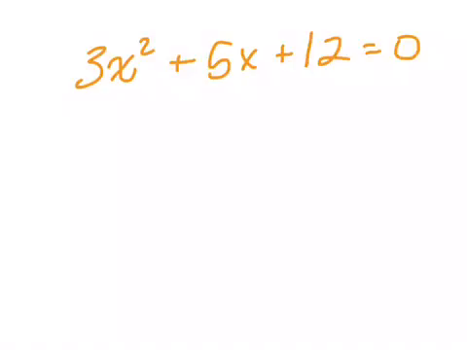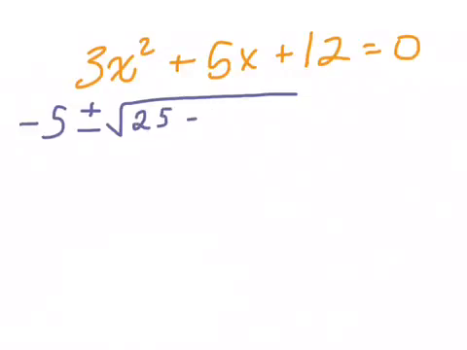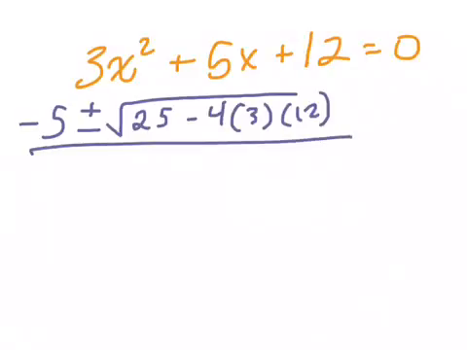All right, so 3x squared plus 5x plus 12. So I'm going to go ahead and plug all of this in. We'll have negative 5 plus or minus the square root of 5 squared. So I'm going to go ahead and say 25 minus 4 times 3 times 12 over 2 times a is 3, so over 6. We've got negative 5 plus or minus the square root of 25 minus 4 times 3 times 12 over 6.